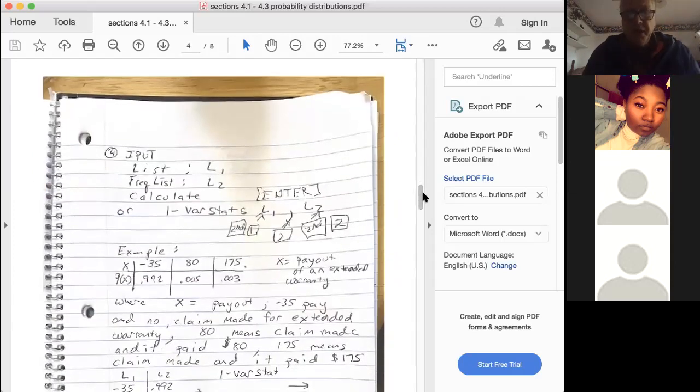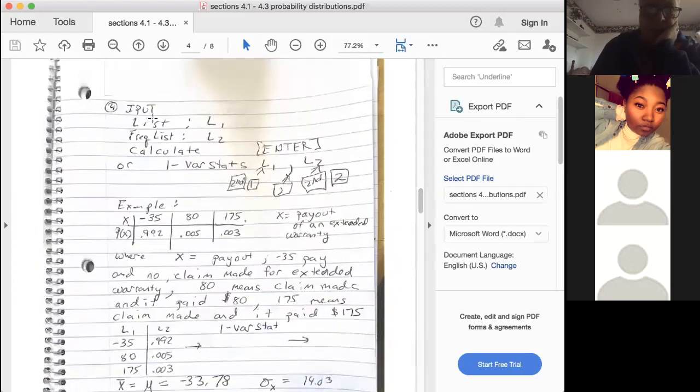One of 2 things is going to occur. Okay, this first one that we see at the top here, the input could be list and then colon, frequency, then colon, and then calculate. So you need to put L1 where the X's are into list. Frequency list, you need to put L2 where the probabilities are. And then you need to highlight calculate and press enter.